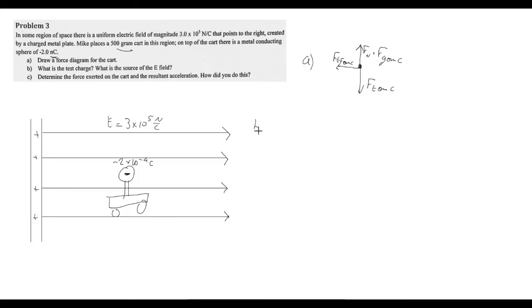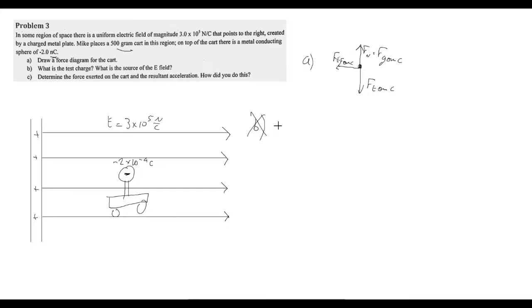So when we go to part B, this is actually just a conceptual question. What is the test charge and what is the source of the E field? The test charge in this case is our charge on the cart, because that is the charge that we are placing into this E field. The source of the E field is this charged plate. We don't know what the charge on this plate is. We don't actually need to know because we're given the strength of the E field already, which doesn't change regardless of how far you get.